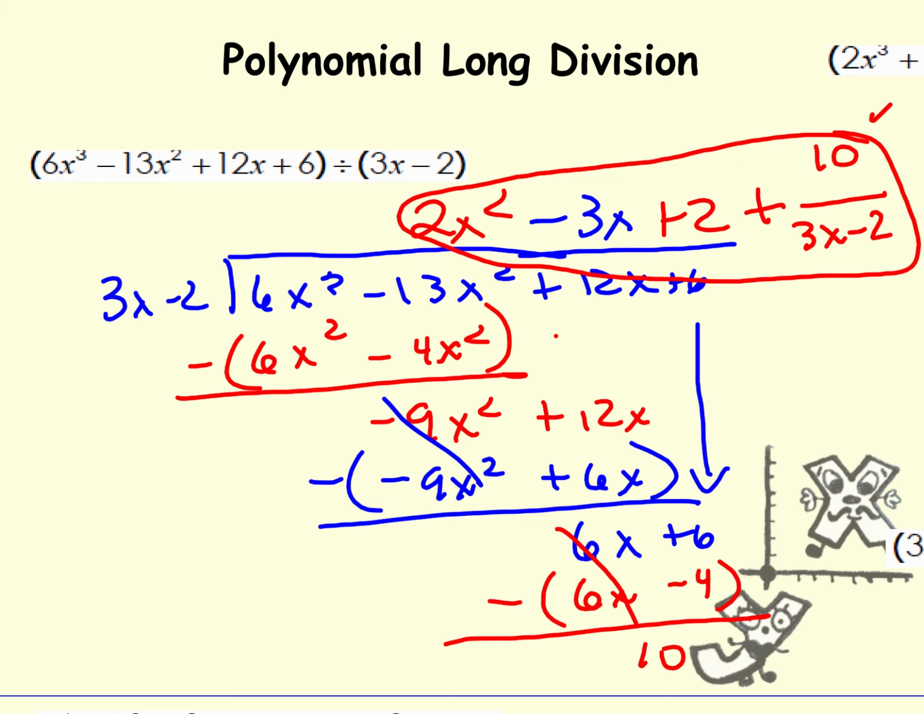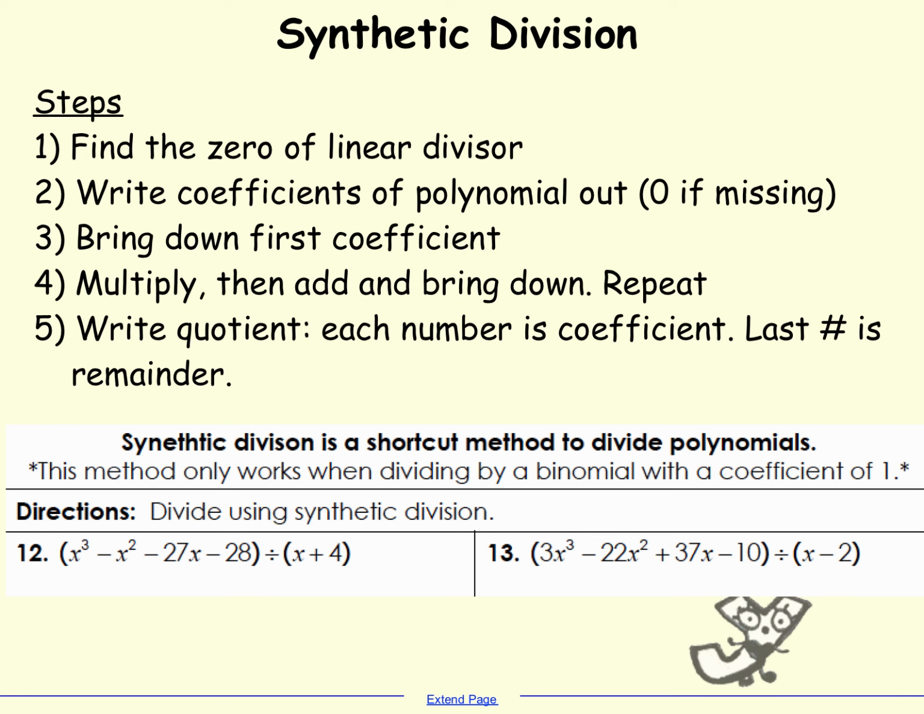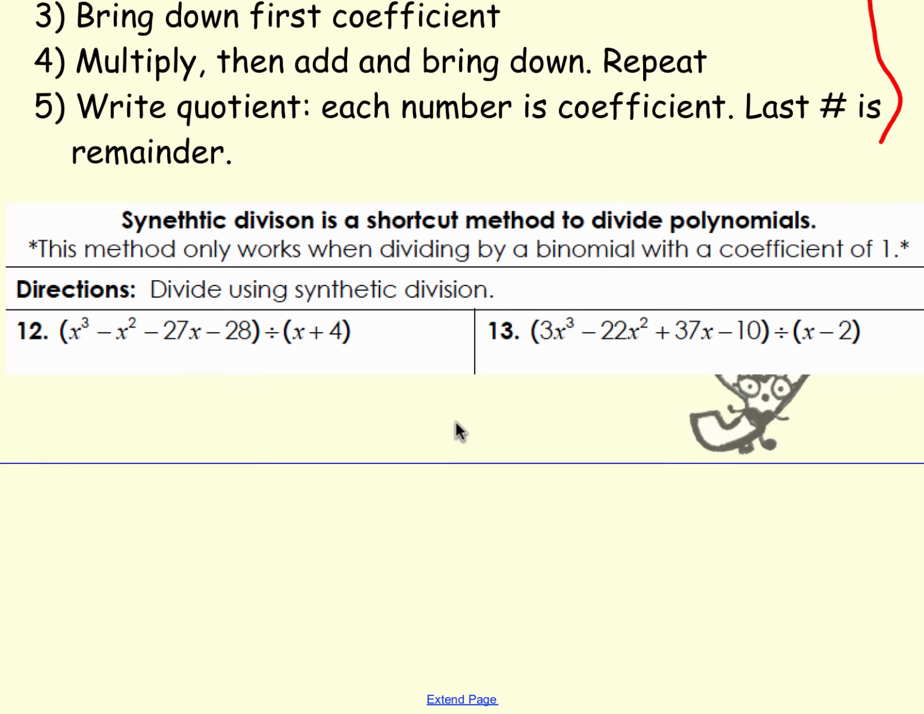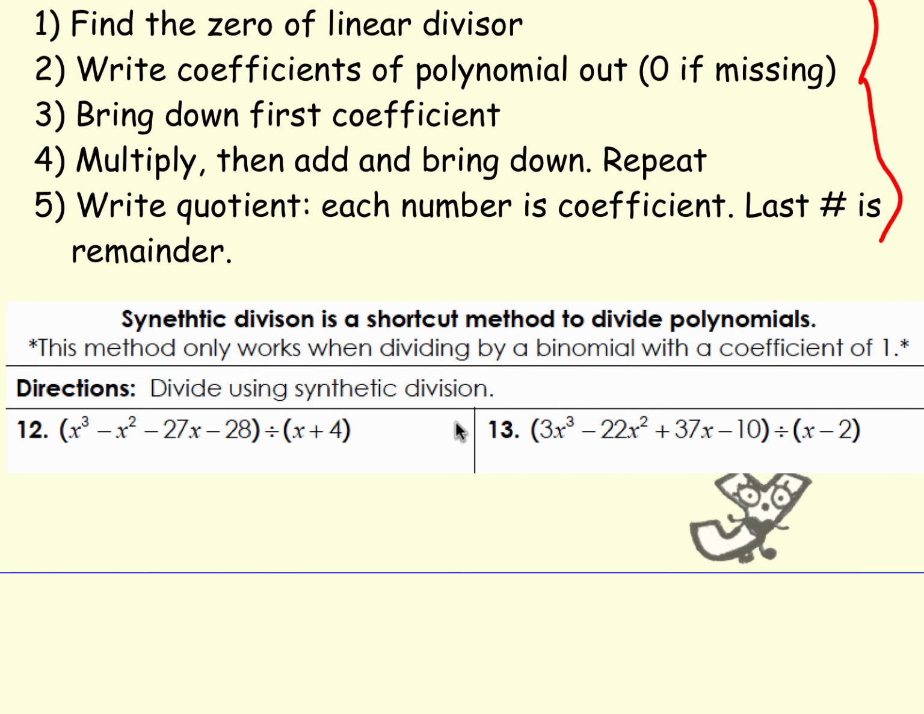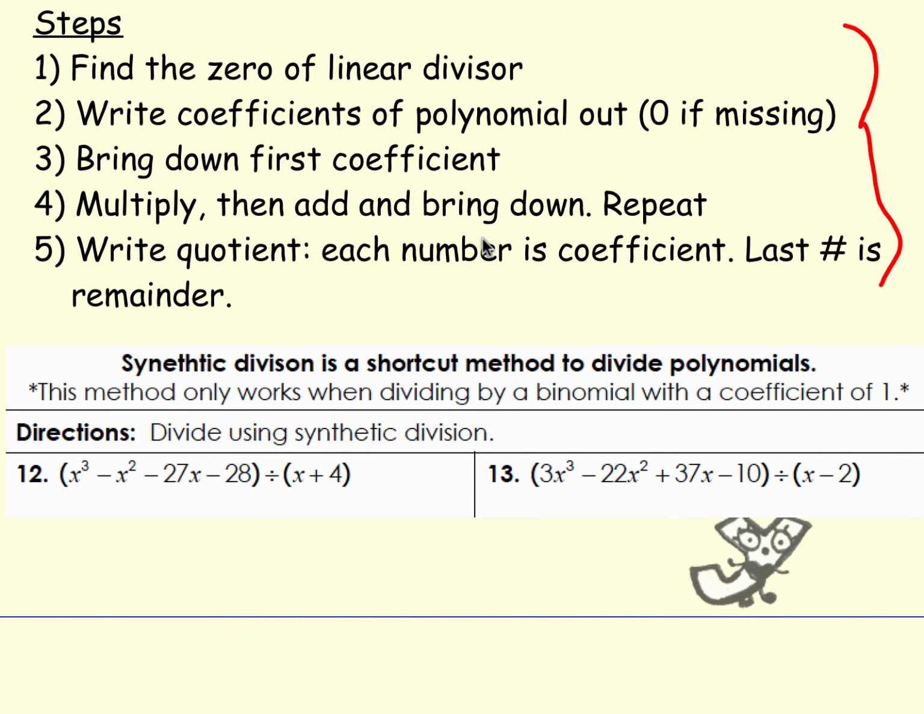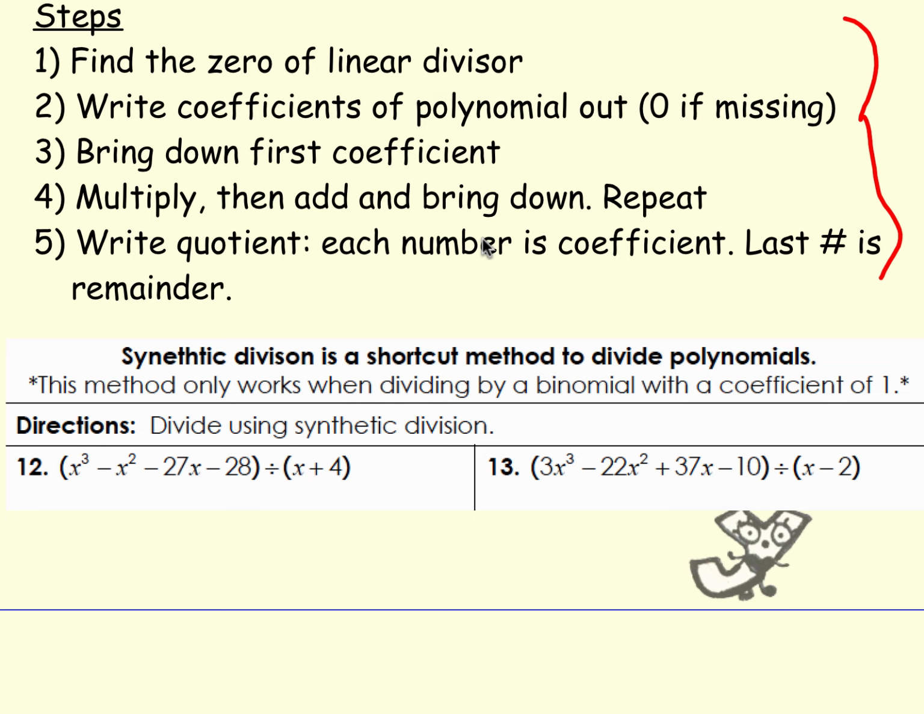Okay, there's a second method for long division called synthetic division. I wrote down some steps for you. That's not on your notes, so it's just something you can refer to. And this is much different than you've seen before, but it actually is a much easier algorithm to do. So it says, first, you have to find the 0 of the linear divisor.